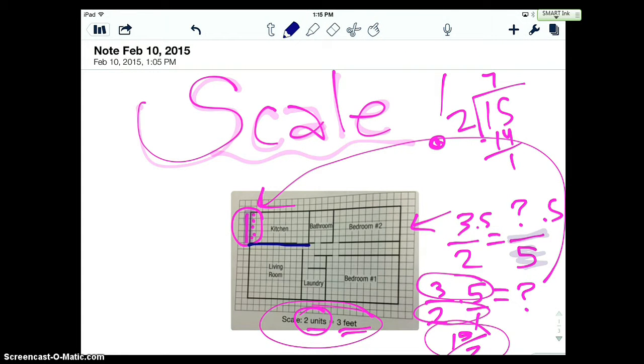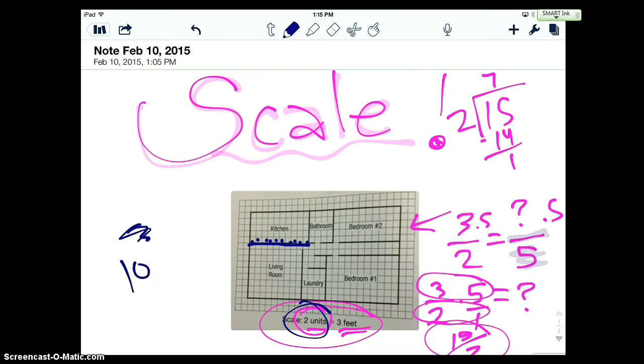Let's hope it's an even number. You're like, why? Well, you'll see why. The length of that kitchen: 1, 2, 3, 4, 5, 6, 7, 8, 9, 10! 10 units! Every 2 units is 3 feet.